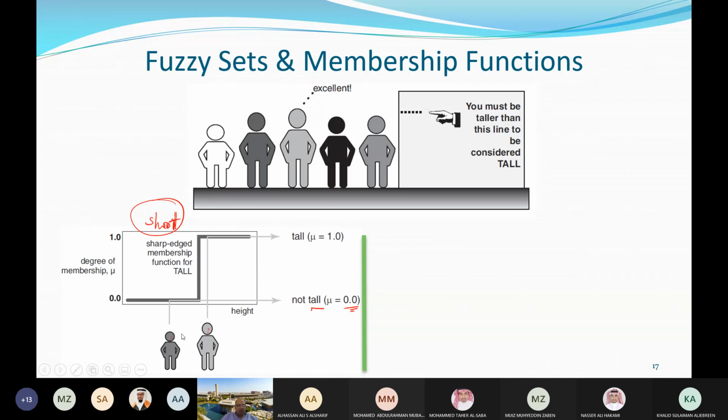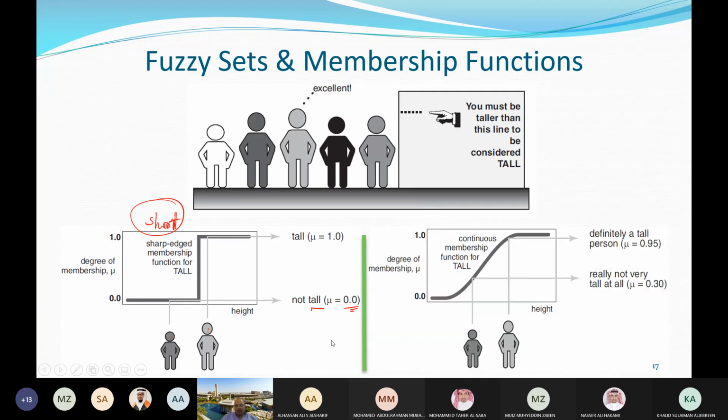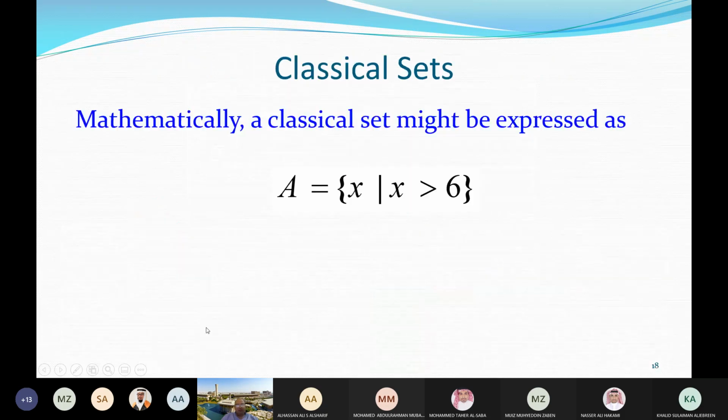So with tall, this is 1 and this is 0, but this is for a crisp set. For a fuzzy set, you have some graduality here. In terms of tall, this one is 0.3, and this one is almost 0.95 or something like this. So you have a gradual change between them.